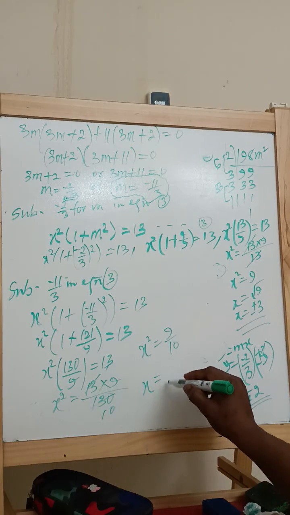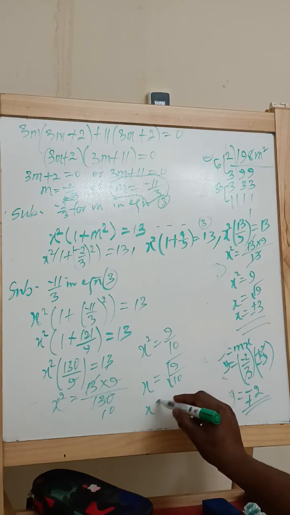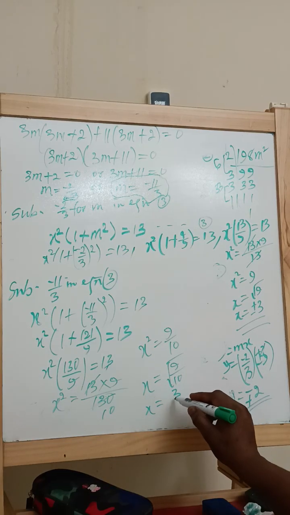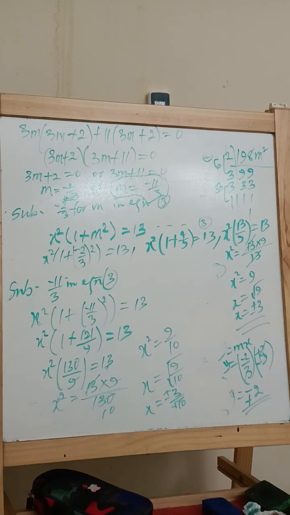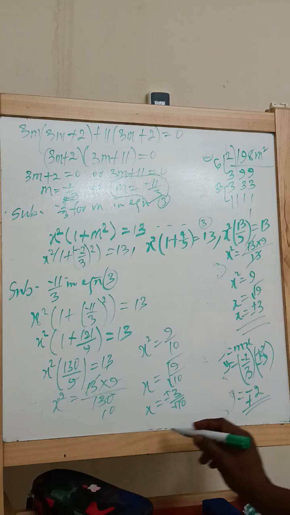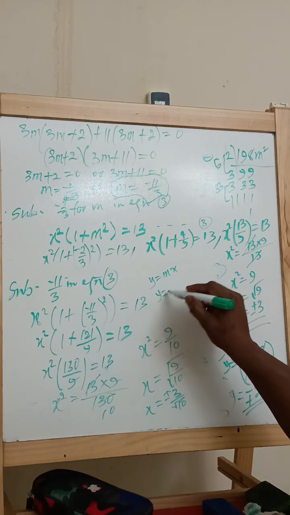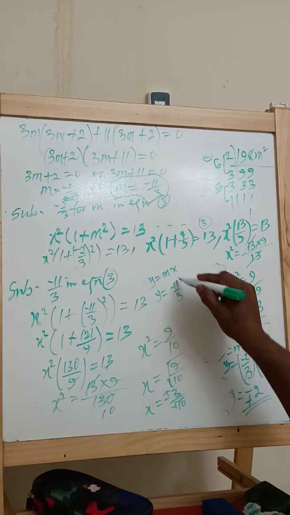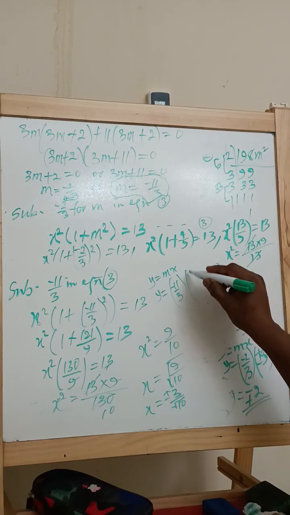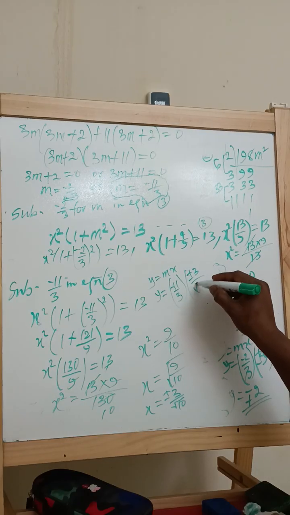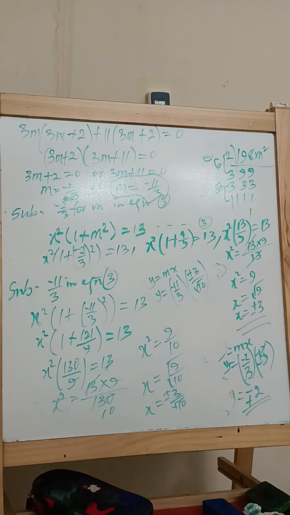And x will now become square root of 9 all over 10, right? So x will become plus or minus 3 all over square root of 10, right? So, and y is equals to mx. So y is going to be minus 11 all over 3. And x is what? Plus or minus 3 all over root 10, right?